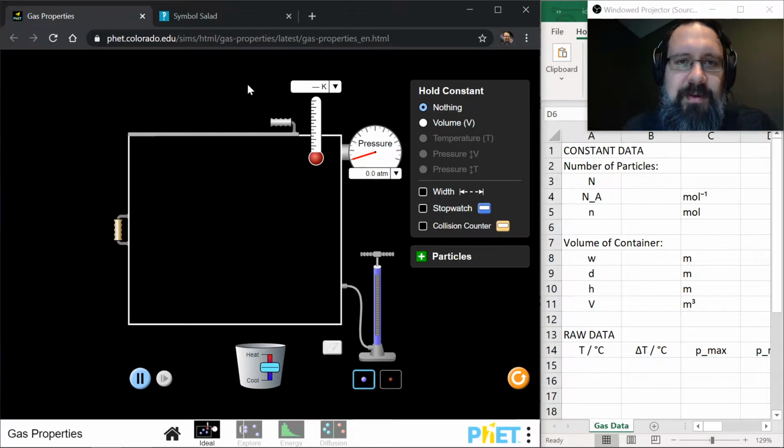The first thing you'll notice when you open up the PhET simulation is that it's set to Kelvin by default. You're going to want to change that to Celsius. Remember, we're trying to do a historical reenactment where the Kelvin scale hasn't been invented yet. Also, change the pressure to be in kilopascals so that we're using the correct SI unit.